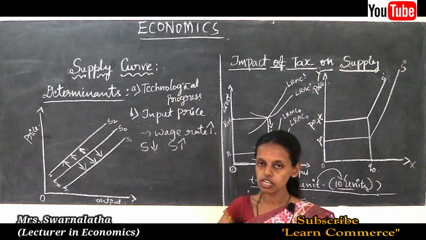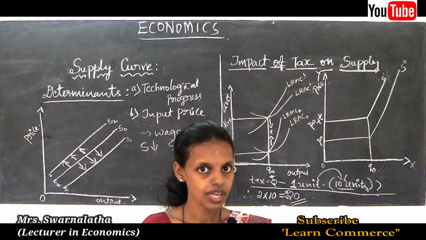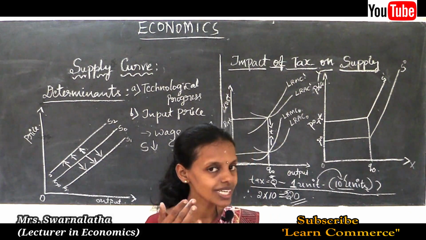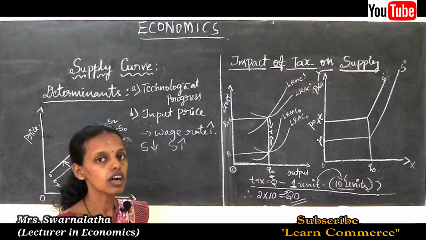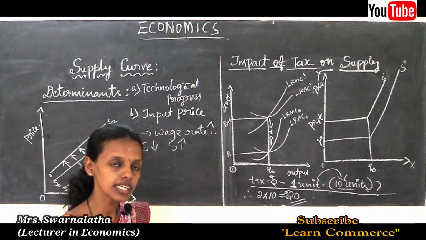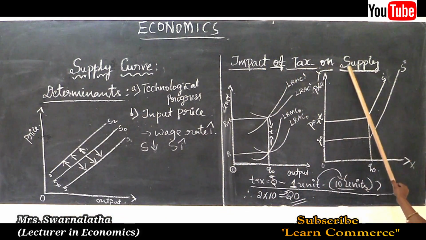Thus, imposition of tax leads to the change in the supply of the firm. Increase in the tax leads to the decrease in the supply of a firm. Thus, it also leads to a change in the supply curve of a firm. Let us see here the impact of unit tax on supply.